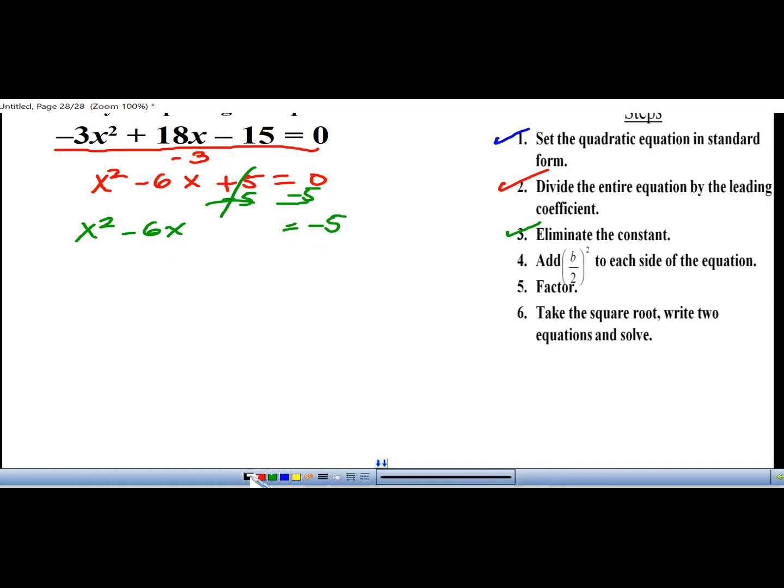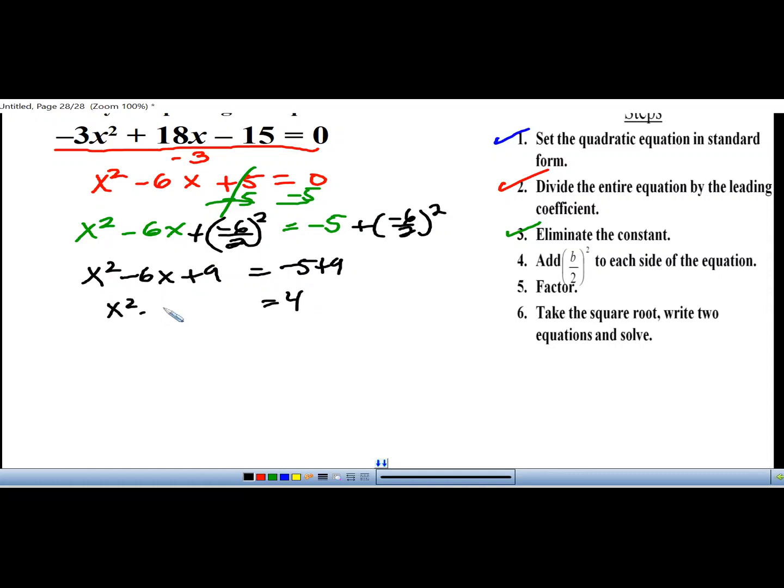All right. To complete the square on the left side right here, what do I do there? Roman, what do I do here to complete the square? Negative 6 over 2, squared. Yes, you add (negative 6 over 2) squared to both sides. Thank you. Let's simplify. x squared minus 6x plus 9 equals negative 5 plus 9. Simplify the right side. Negative 5 plus 9 is 4. We're left with x squared minus 6x plus 9. We're done with step 4.